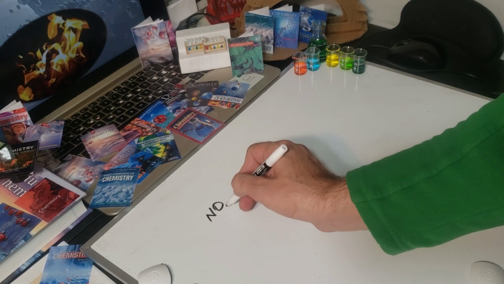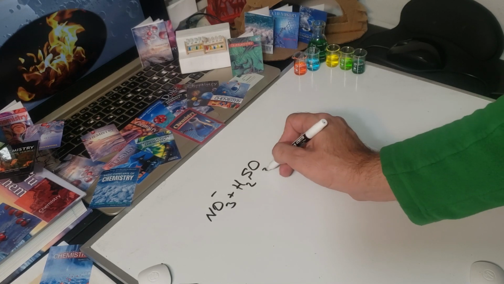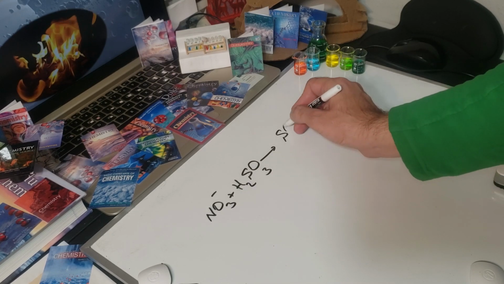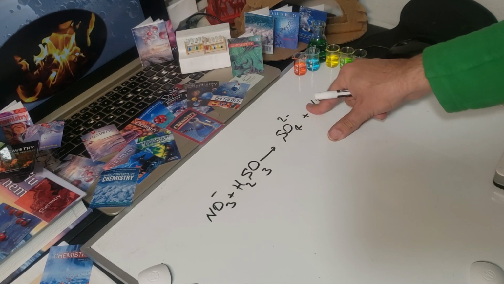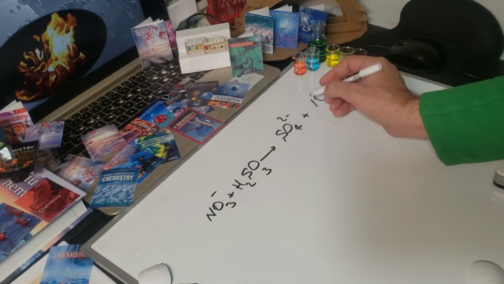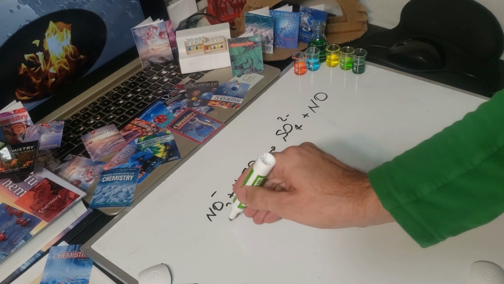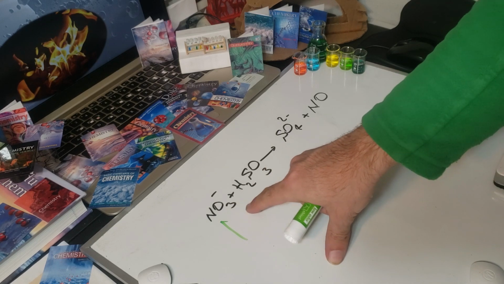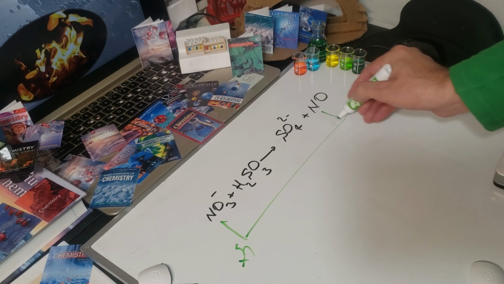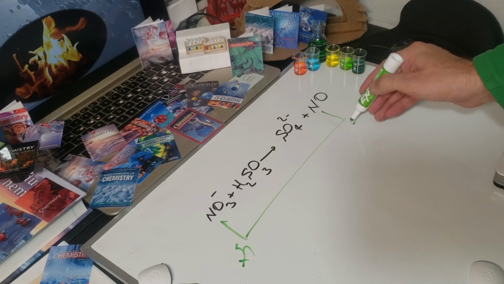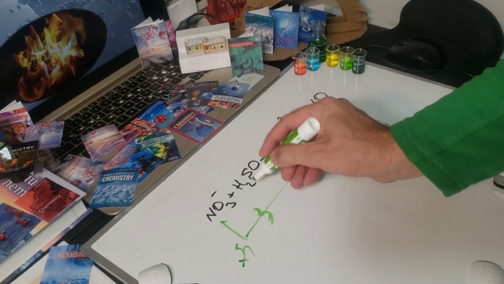Let's do NO3 minus plus H2SO3, giving me SO4 double minus and NO. So here I've got nitrogen that goes from N minus 6 equals minus 1, so it's plus 5, to N minus 2 equals 0, so plus 2, and it goes from 5 to 2, so a drop of 3.